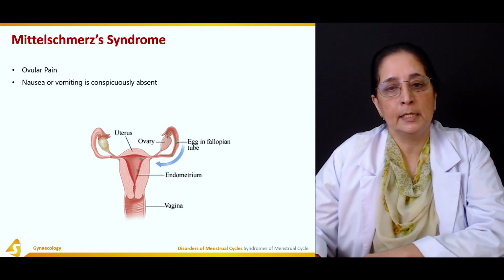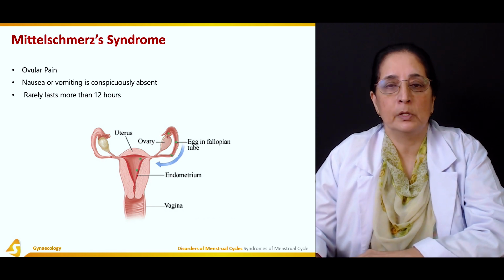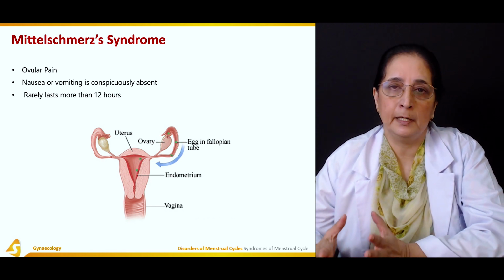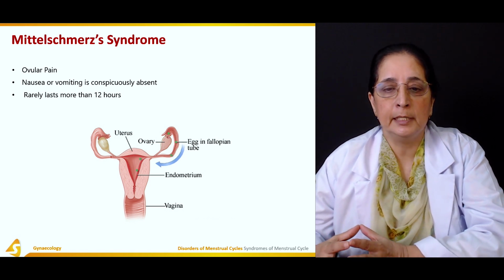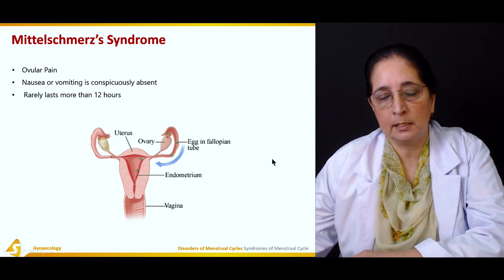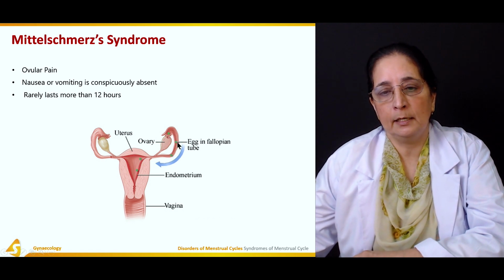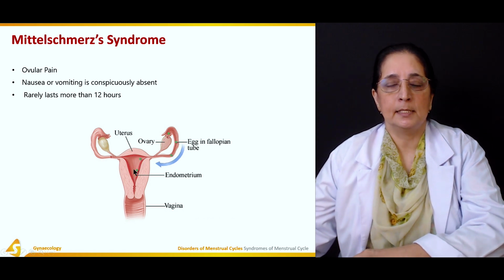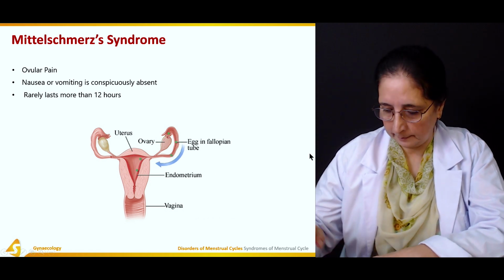Nausea or vomiting is usually absent, and the pain rarely lasts more than 12 hours. So this period of 12 hours in the mid-cycle is usually the indication that ovulation is taking place. So in this diagram you can see it's the time when the ova is released, and the ova is in the fallopian tube and reaches the uterus. And this is the best time for conception.